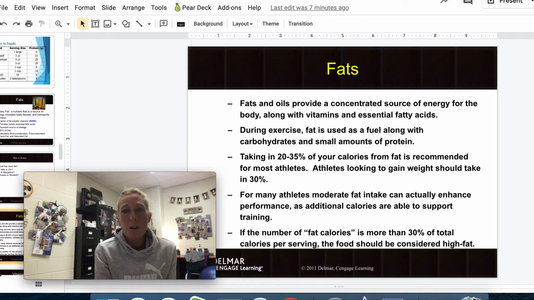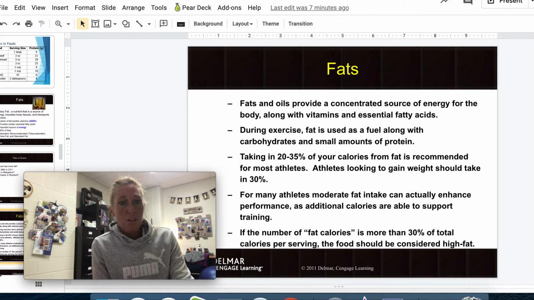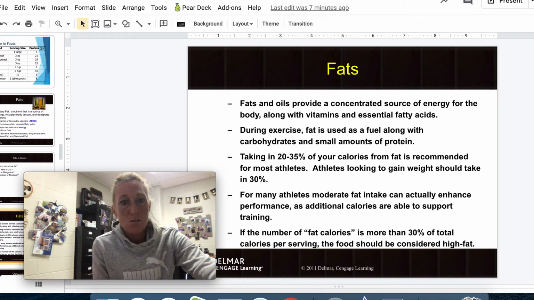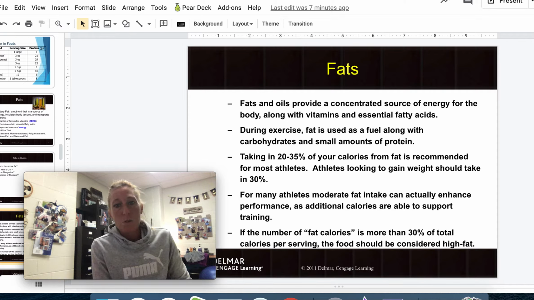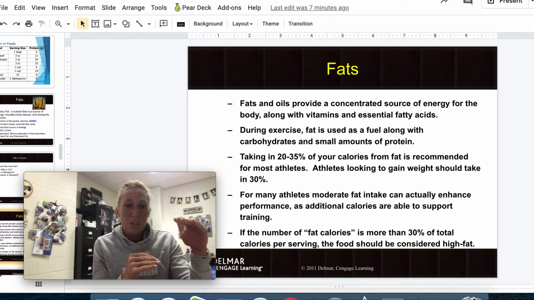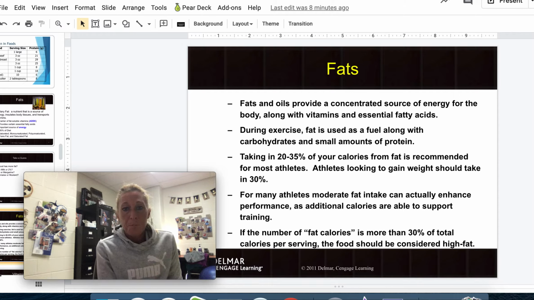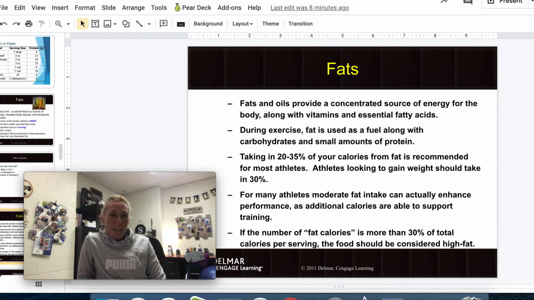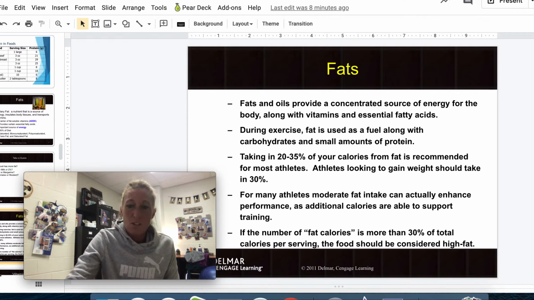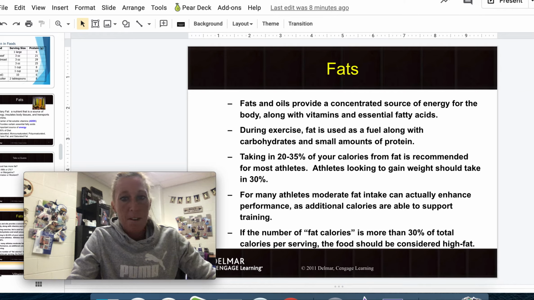We want to gain lean mass. For many athletes, moderate fat intake can actually enhance performance as additional calories are able to support the training. And that's what we talked about, the relative energy deficiency syndrome, which we'll talk about later in class as well. But when there's that discrepancy between what an athlete needs from what their training routine is and what they're consuming. If the number of fat calories is more than 30% of your total calories, that's going to be a high-fat diet, not something that athletes should be partaking in. We do not need a high-fat diet.